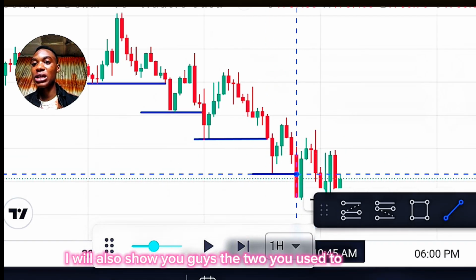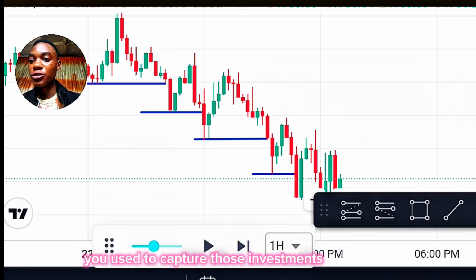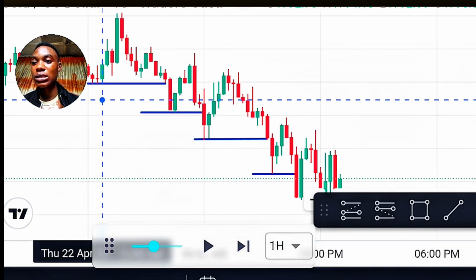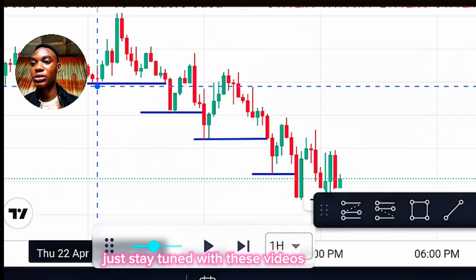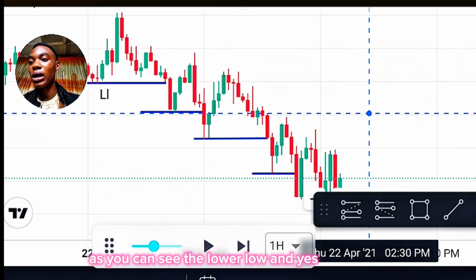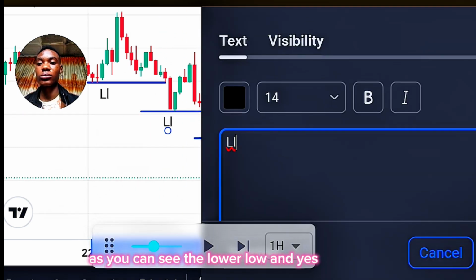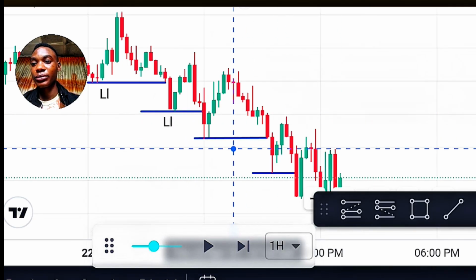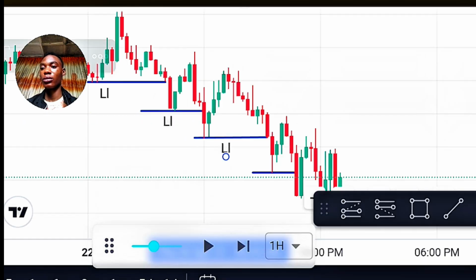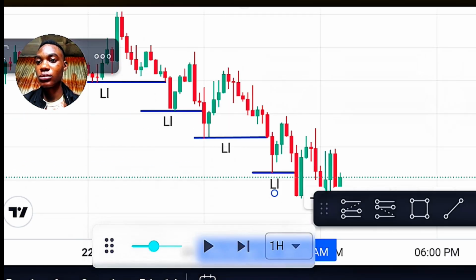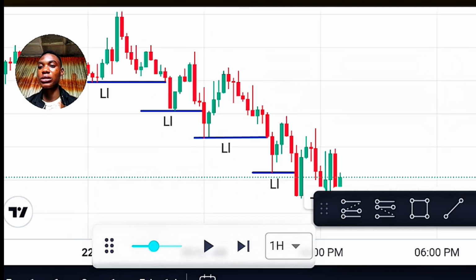I will also show you guys the tool you use to capture those retracements so you can get into the market. Just stay tuned with this video today. This is the lower low, as you can see, the lower low, and here is also a lower low, and here as well is also a low. All those ones you broke previously is a lower low. Called the lower low, guys.